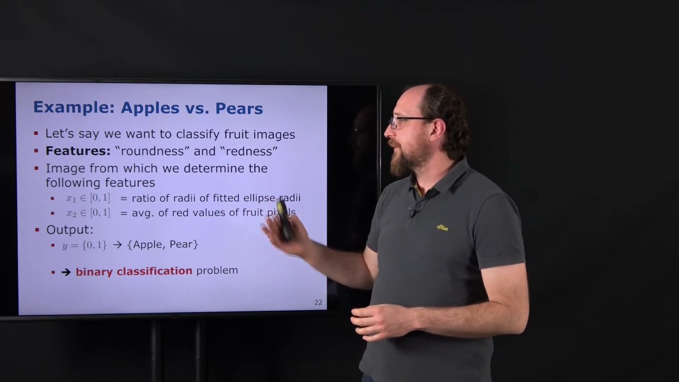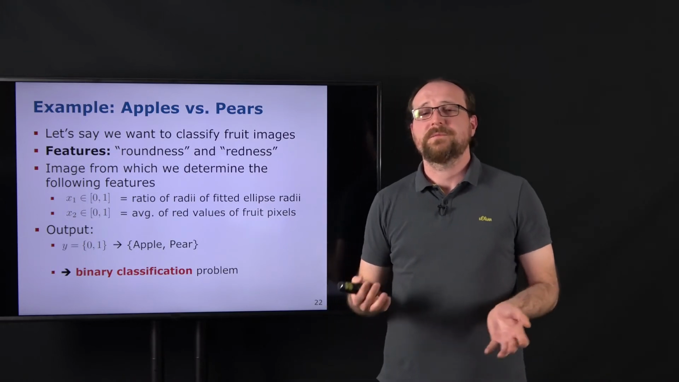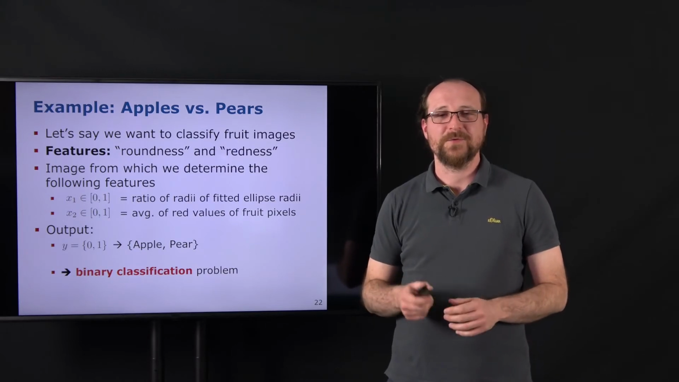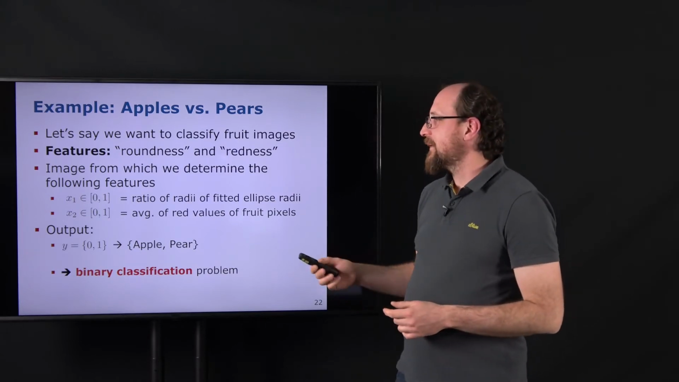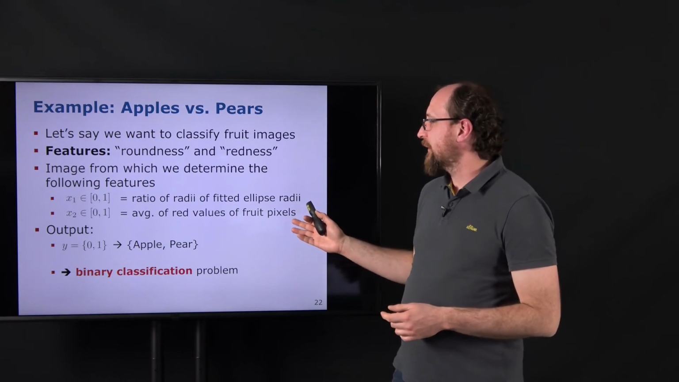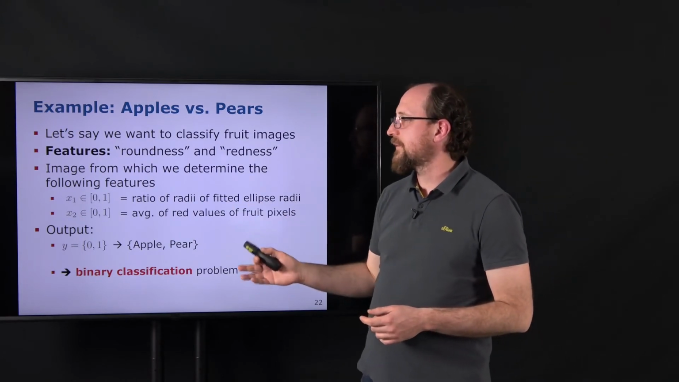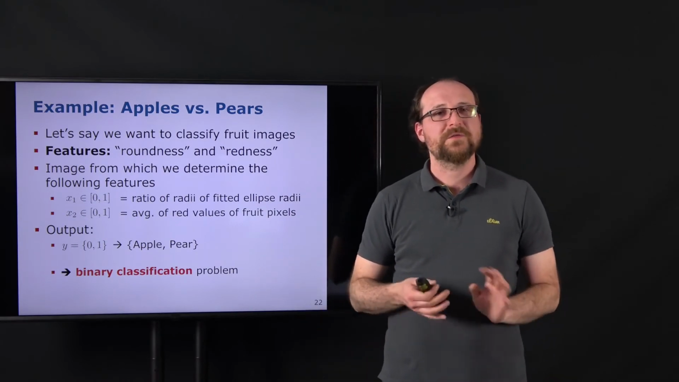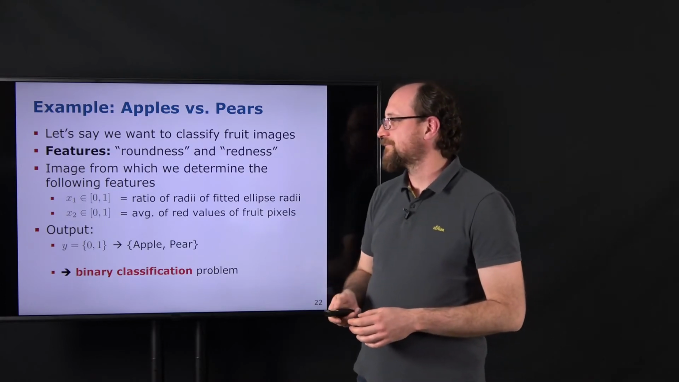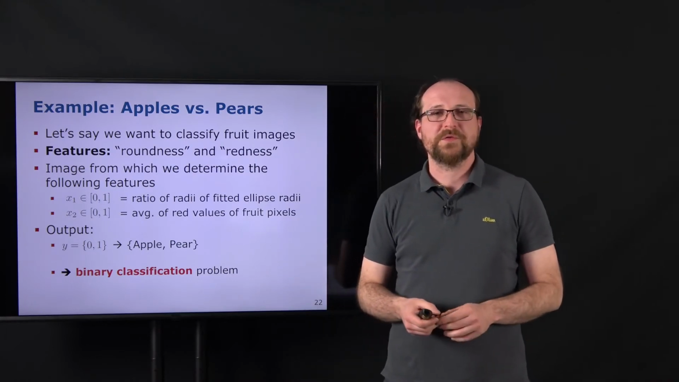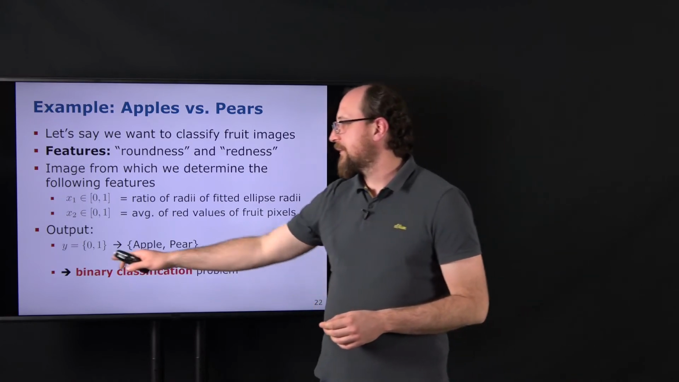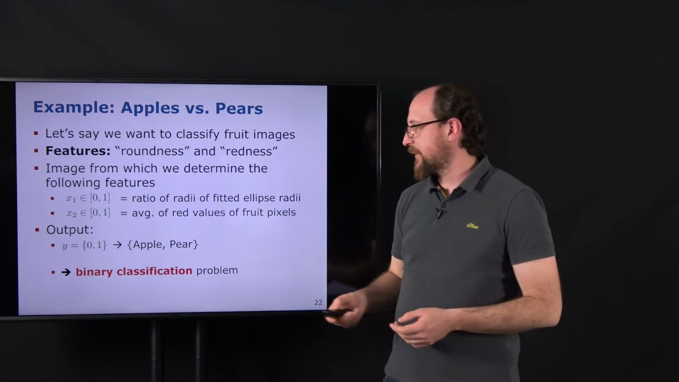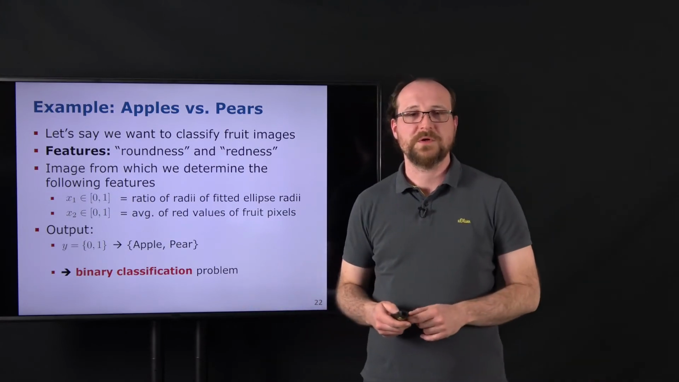The other feature we have for this example is the redness of the fruit. This is maybe all the red values over the foreground pixels and the average of this. When it's totally red, it's 1, and when it's not red at all, so it has no red component in it, then it's 0. And the desired output is a label that is 0 or 1, in this case apple and pear. This is usually called a binary classification problem because we have only 2 classes.